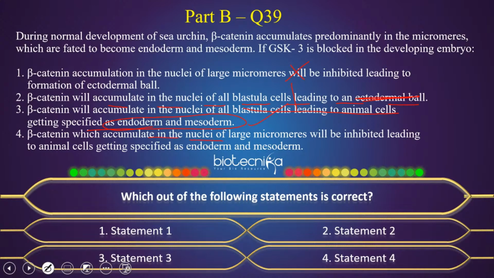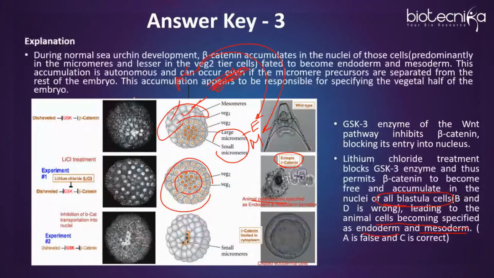Beta catenin, which accumulates in the nuclei of large micromeres, will be inhibited, leading to animal cells getting specified as endoderm and mesoderm. That is also wrong, because it was already accumulated in large micromeres. They won't be inhibited over here. So no question, option 3 is the right answer. Good, those who got it correct.